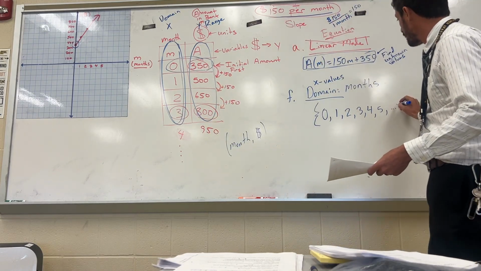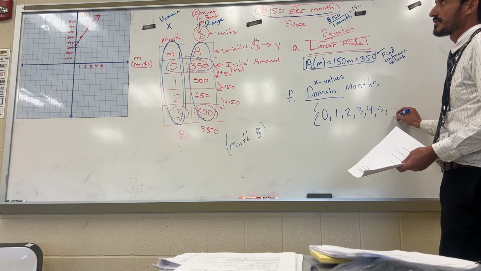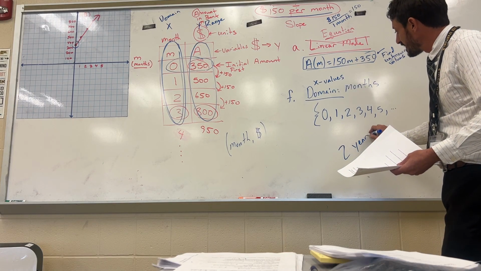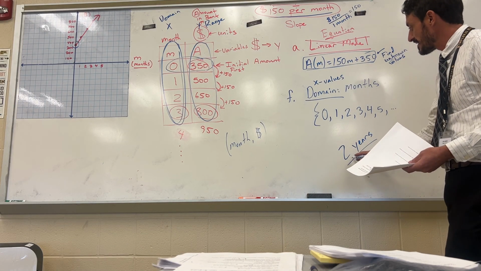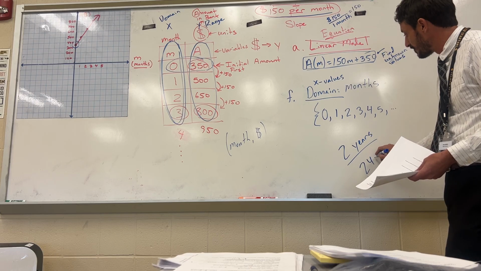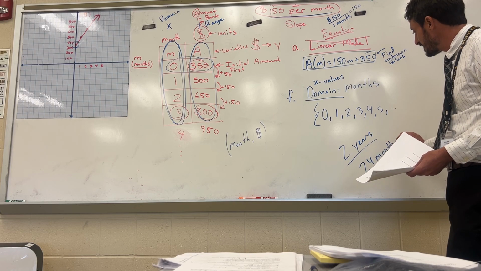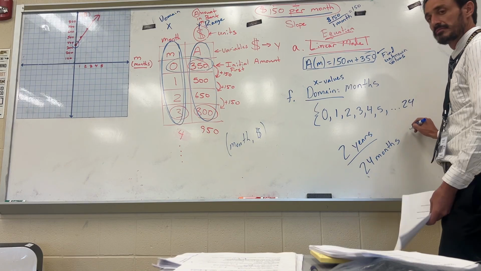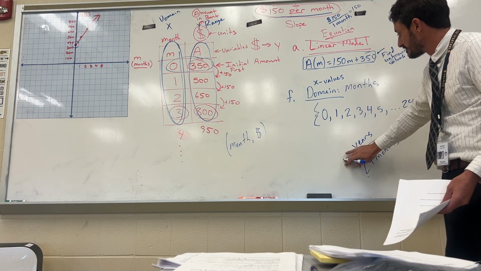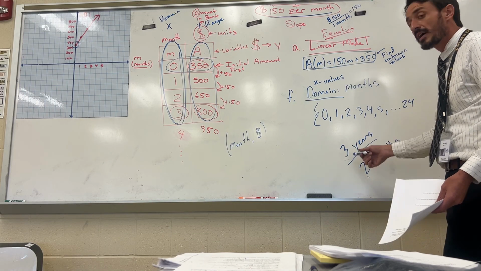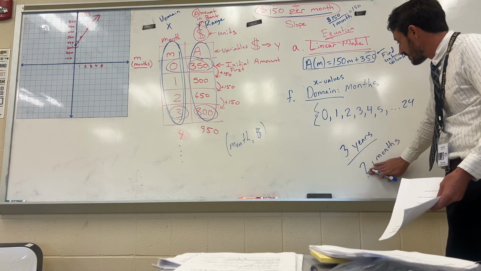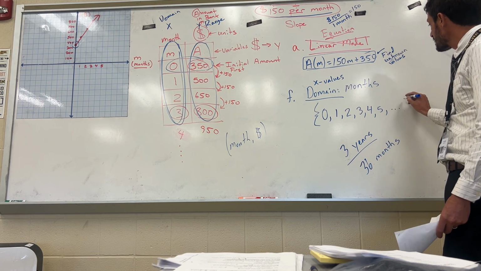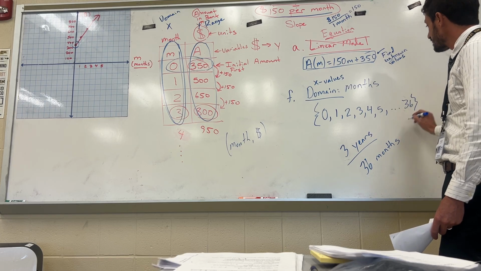So we will talk about what a reasonable end is. Maybe he works for 2 years and he's saving money for 2 years. Well, if he's saving money for 2 years, that would be 24 months. Okay, so maybe a reasonable end to this would be up to 24. Maybe he works for 3 years. 3 years, since there's 12 months in a year, 3 times 12 would be 36 months. So maybe we could argue that 36 is a reasonable end to this domain.